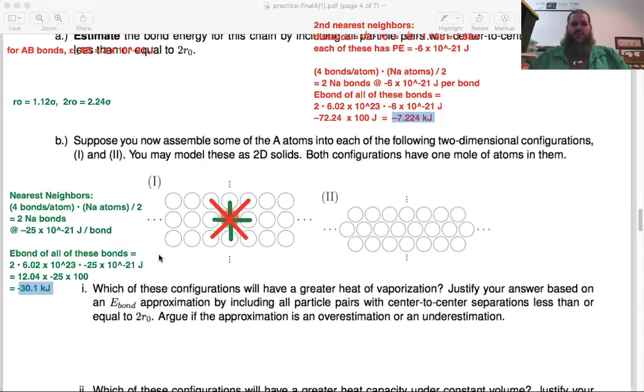So the total so far, add those together: negative 30.1 plus negative 7.2 is negative 37.324. I'll just round that off to negative 37.3. We don't really want to claim a whole bunch more accuracy than we really have. But about negative 37.3 kilojoules. So our nearest neighbor's only estimate is missing a whole bunch of it. Negative 37.3 kilojoules is much more accurate because we're including the nearest neighbors and the second nearest neighbors. Any questions on that so far?